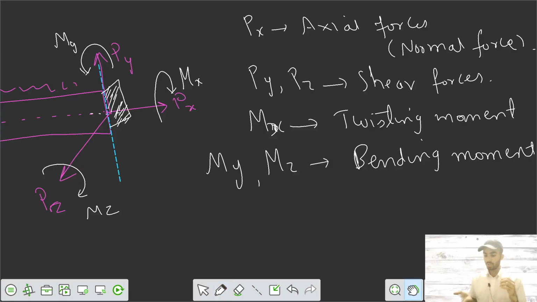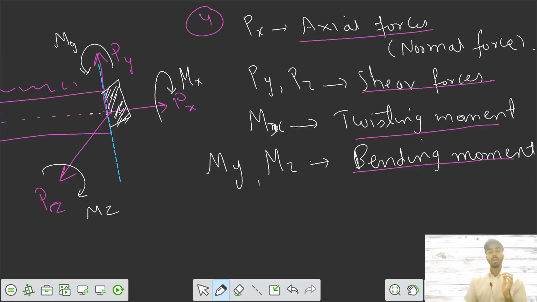Okay, these were your internal forces. So your internal forces are mainly four. Number one, axial forces. Number two, your shear forces. Number three is your twisting moments. Number four is your bending moments. So these are your four important internal forces. In the next lectures, these would be our main concern, to solve for the shear forces, twisting moments, and bending moments.